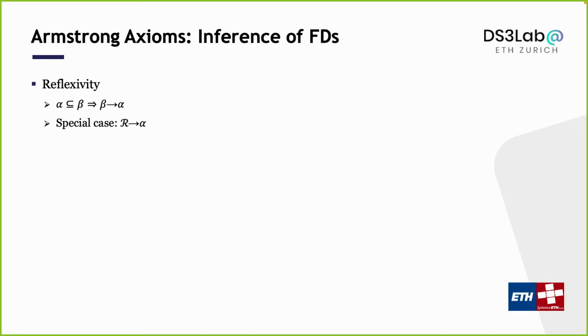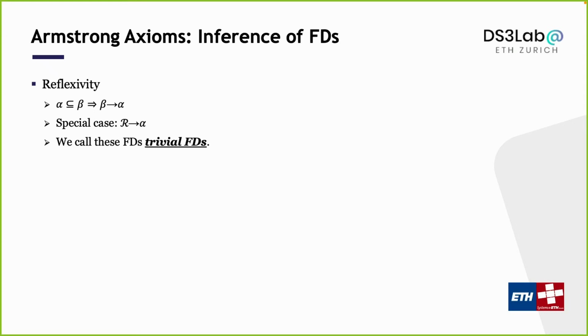A special case of that is you can take beta, the superset, as all the attributes in this relation. Then you have that R, the full set of attributes, decides any subset of attributes you have in this relation.